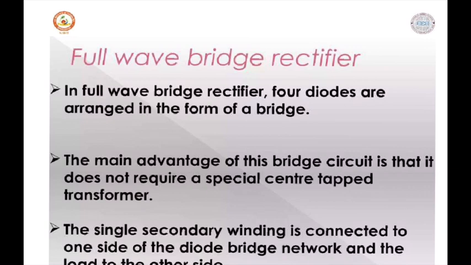Type of full wave rectifier, that is called the full wave bridge rectifier. The main difference between the full wave rectifier and the full wave bridge rectifier is that there are 4 diodes. There we had 2 diodes. So the bridge rectifier has 4 diodes arranged in the form of a bridge.